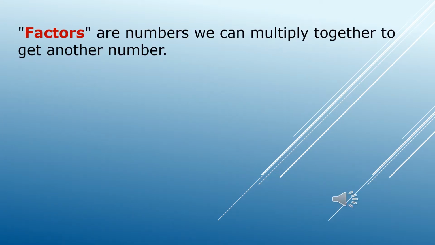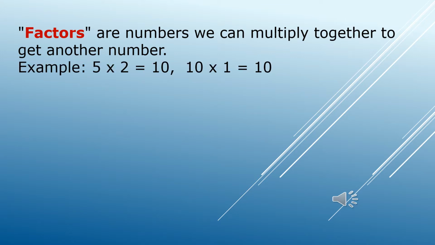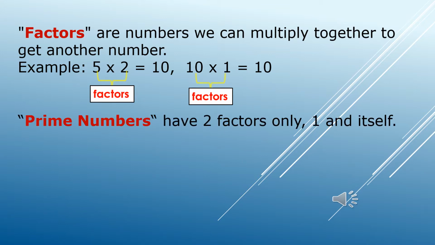So when we say factors, these are numbers we can multiply together to get another number. Example, 5 times 2 equals 10. 10 times 1 equals 10. So meaning 5, 2, 10, and 1 are factors of 10. Okay? Did you know that prime numbers have two factors only?